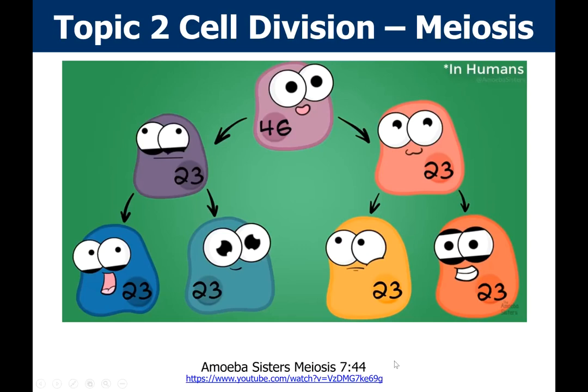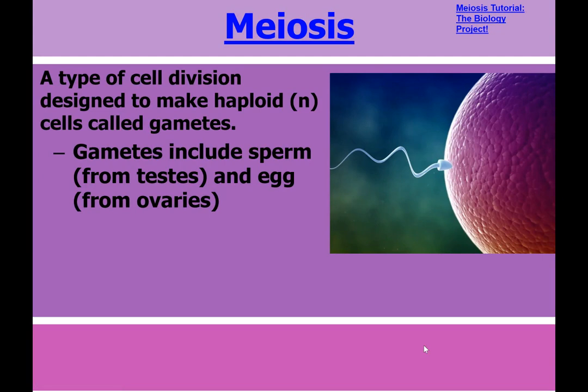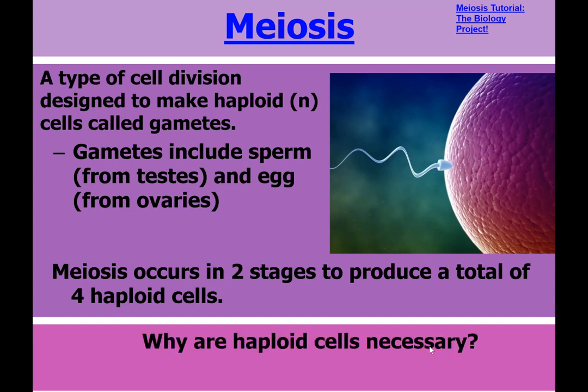Topic 2, cell division, meiosis. Meiosis is a type of cell division designed to make haploid cells called gametes. Gametes include sperm from testes and egg from ovaries. Meiosis occurs in 2 stages to produce a total of 4 haploid cells.